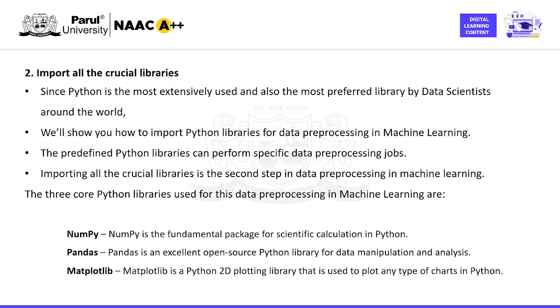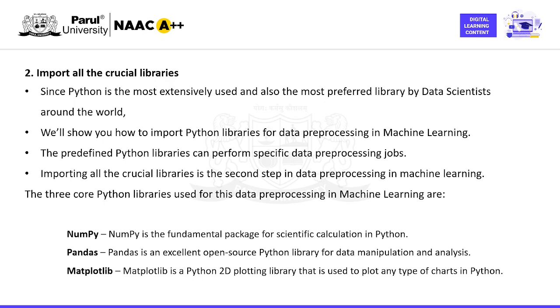The first one is NumPy. NumPy is the fundamental package and library for scientific calculation in Python. If you want to perform scientific calculations, then you have to import the NumPy library. How we can import the NumPy library, we will discuss later. But here we just mention the names of the libraries which play an important role in data pre-processing in machine learning.